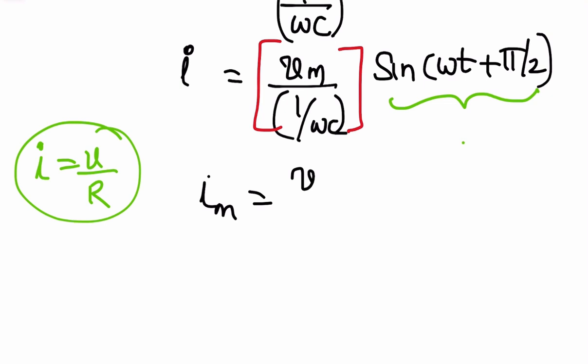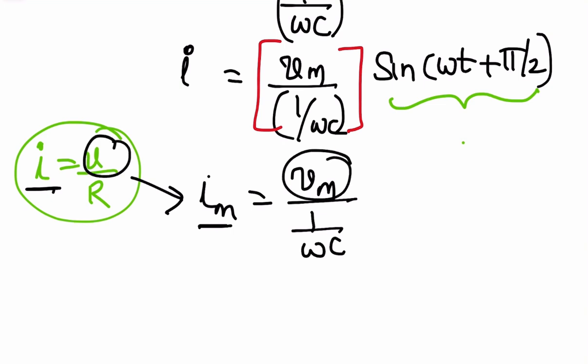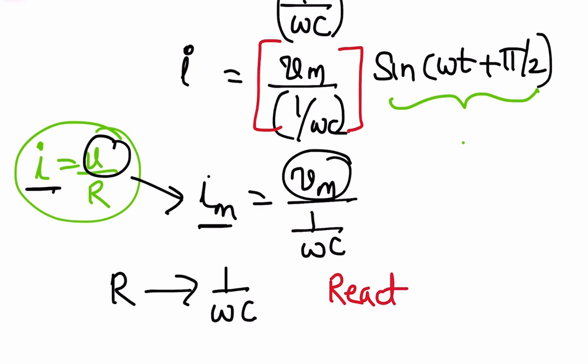Compare this with Ohm's law. In place of I, you have Im. In place of V, you have Vm. And in place of R, you have 1 by omega C. Therefore, in place of resistance, we have 1 by omega C. That is called the reactance. So reactance is nothing but 1 by omega C. Because it is a capacitive circuit, we write it as capacitive reactance.